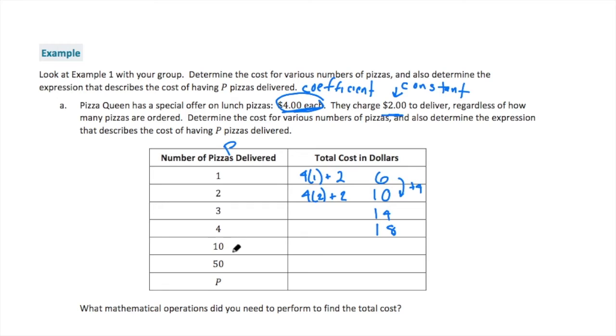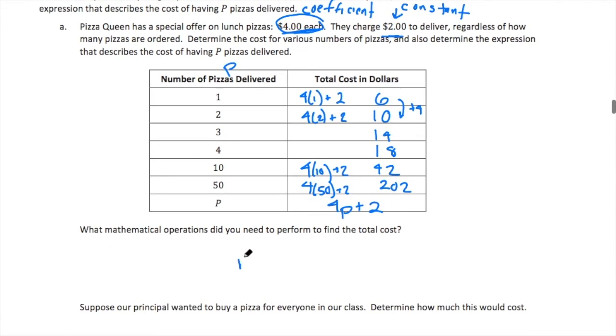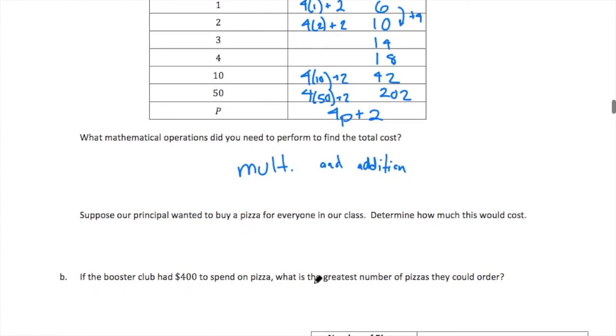Now we have 10 pizzas. So let's go back to our rule. Times 10 for the $4, and then add our $2, 42, 50. 4 times 50 plus 2 is 202. Now, see how the number in parentheses is changing every time? That looks like a variable to me. So 4 times P plus 2 is our rule. We are multiplying and adding in this expression for this table.